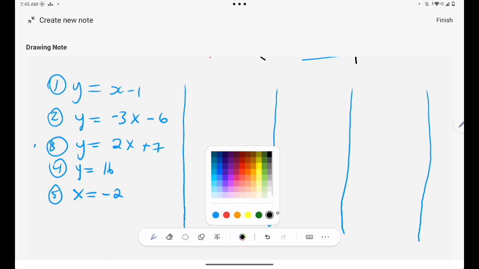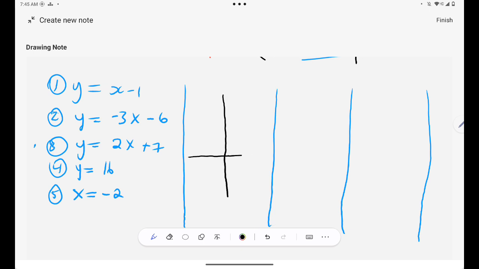Okay, for the first graph, I know that I must always draw my Cartesian plane, my y and x axis. For number 1, I know that my y-intercept is negative 1, but the coefficient of x, the number in front of x, is positive 1. So my graph will be an increasing function that passes through negative 1. So it will be like this. My duty is to just find the x-intercept. Are you together? Then for the second graph, let me use red ink.